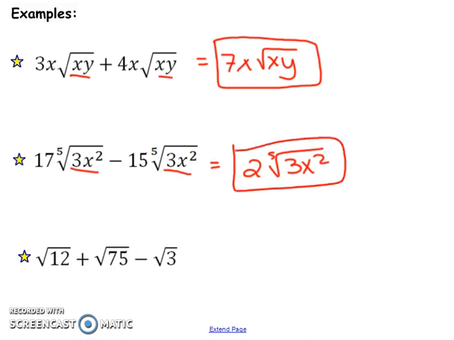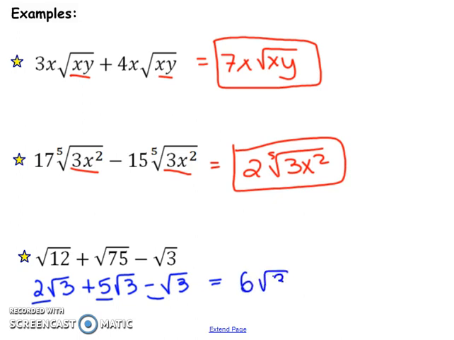And this last one, they're not the same. They have the same indexes. They're all 2s, but not the same radicands. So square root of 12 is going to be 2 radical 3. Square root of 75 is going to be 5 radical 3 minus radical 3. Okay, you have to break it down first before you start adding and subtracting things. So we're going to add the 2, the 5, and the negative 1. So 6 radical 3.